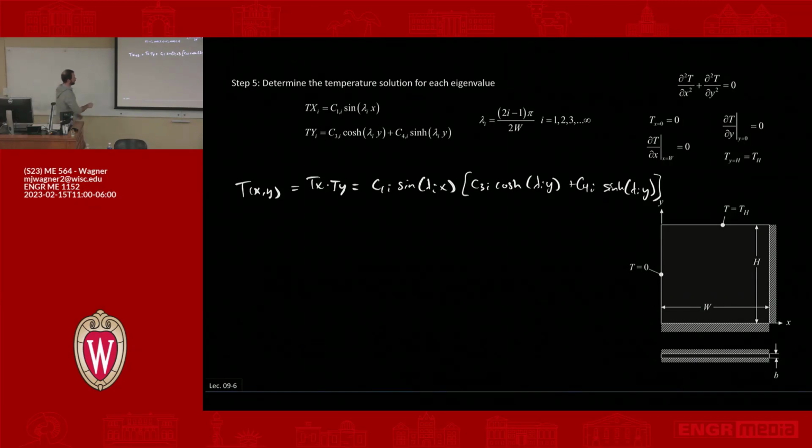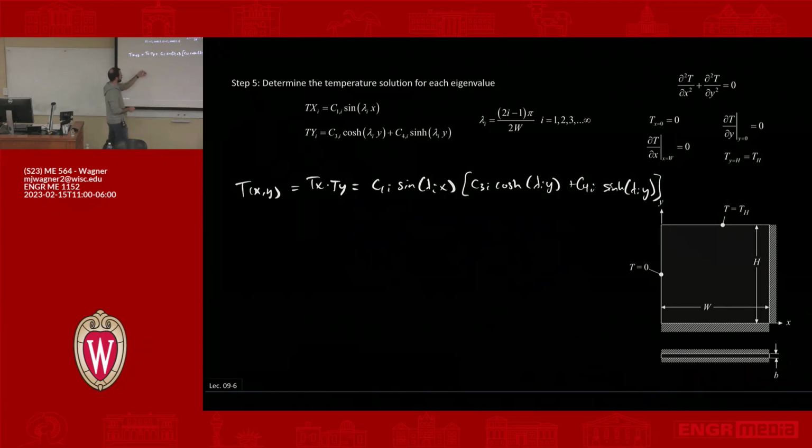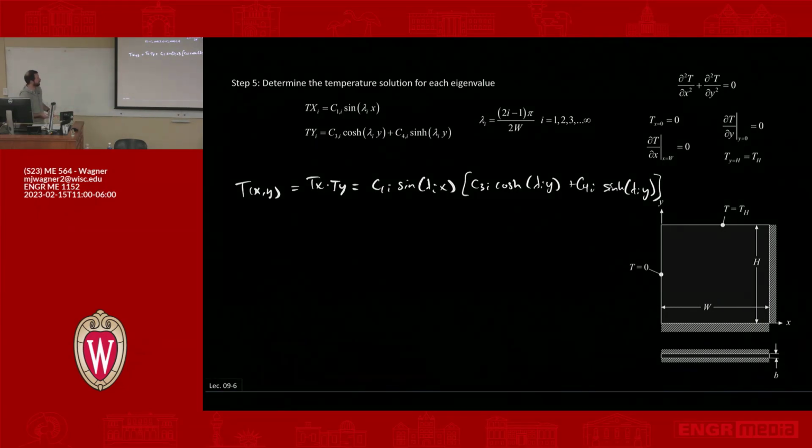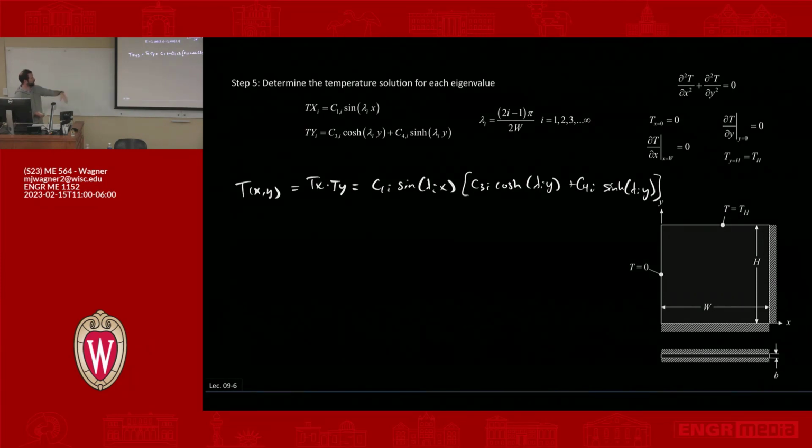So this here is Tx, this here is Ty. And again, you can see we have our function only of x and our function only of y, multiplied together. What can we do? We have 3 unknown constants now, C1, C3, and C4. Well, an unknown constant times another unknown constant is an unknown constant. So we can consolidate this and just lump in C1 with the other unknown constants.